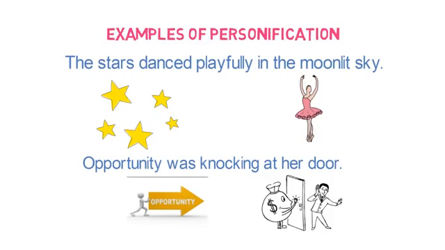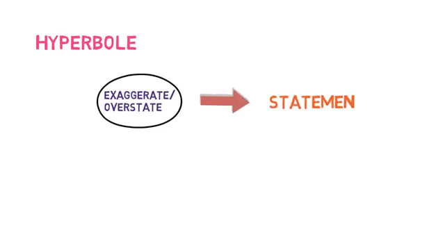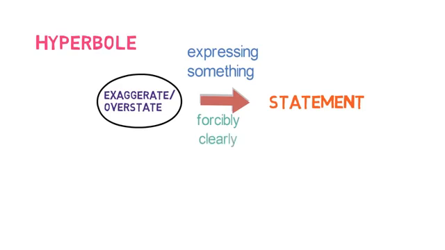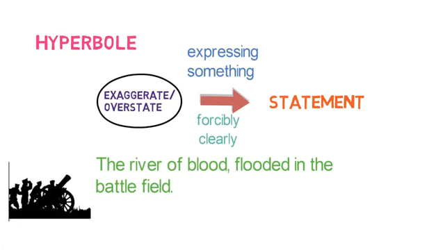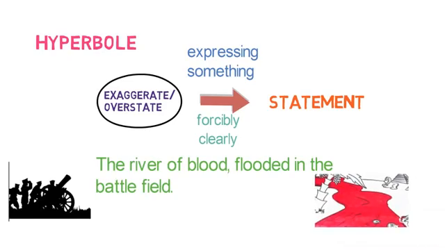Let's look into the next type of figure of speech, hyperbole. Hyperbole is a figure of speech wherein we exaggerate or overstate any statement. It is done for expressing something forcibly and clearly. Let's look into examples of hyperbole. The river of blood flooded the battlefield. Here, to make the readers understand that there was too much bloodshed in the battlefield, we exaggerated the situation or overstated it by saying that a river full of blood was flooded. So this statement is a hyperbole.